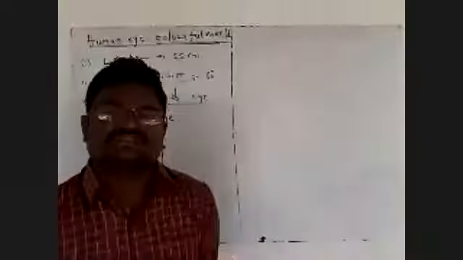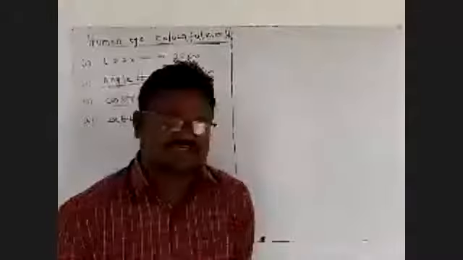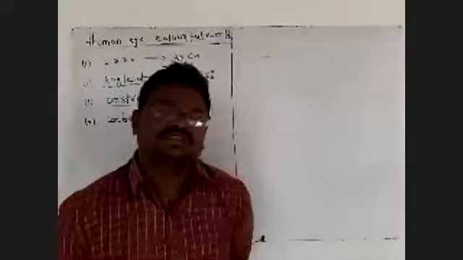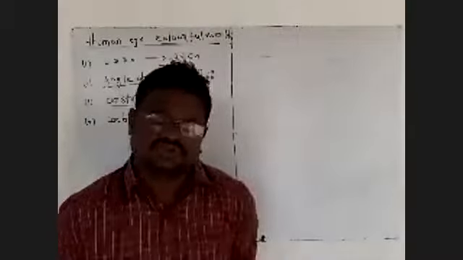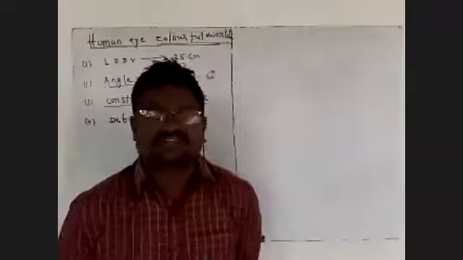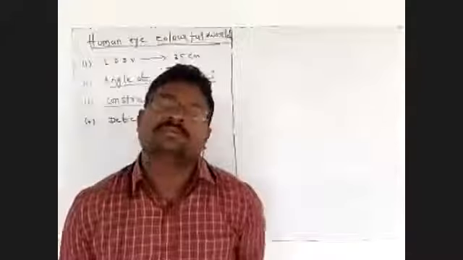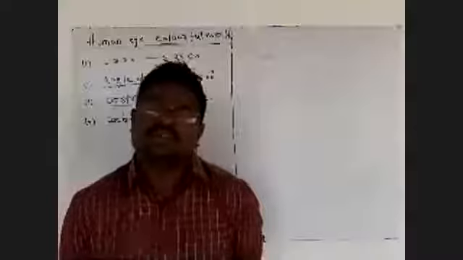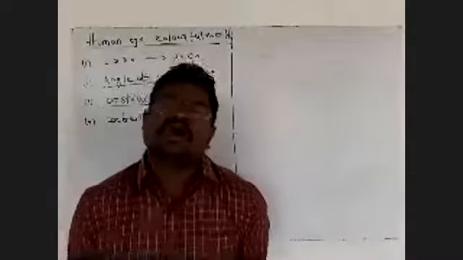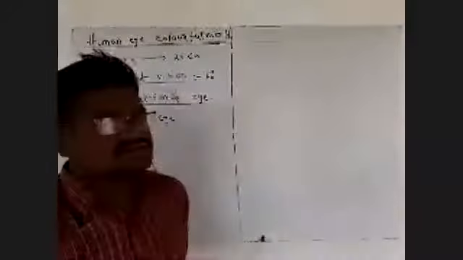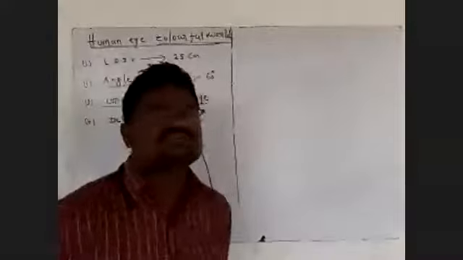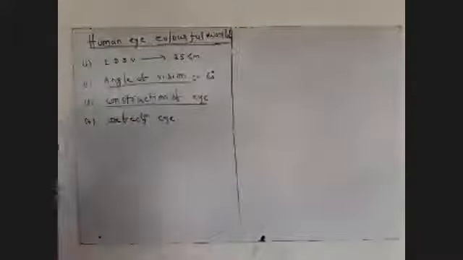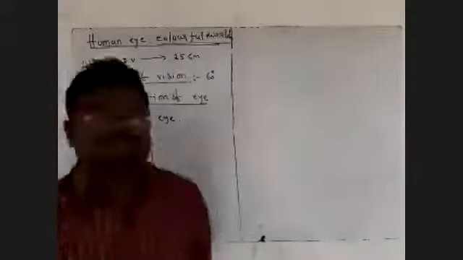The ciliary muscles will compress the convex lens, and the lens becomes larger and wider, and the image is formed by the lens on the retina. That is why we are able to see the image. That is the functioning of the ciliary muscles.